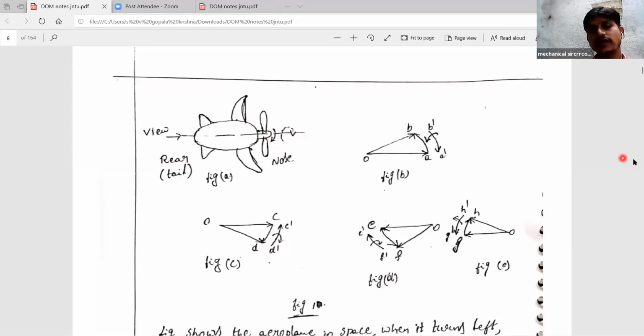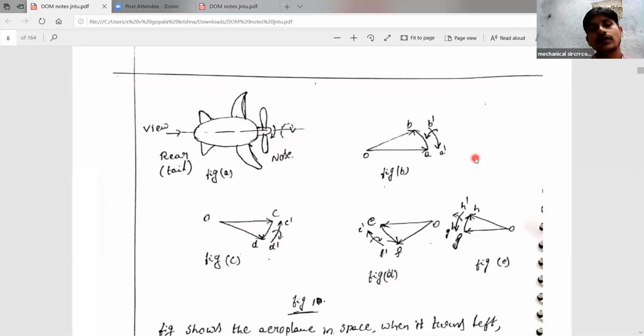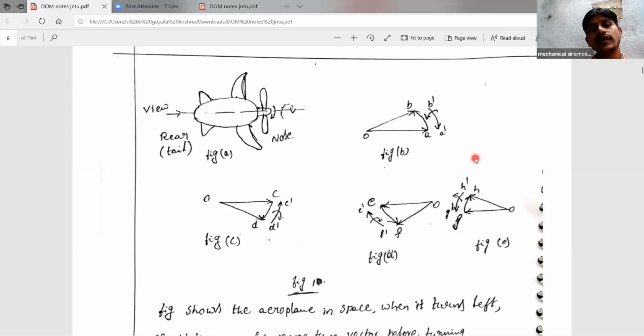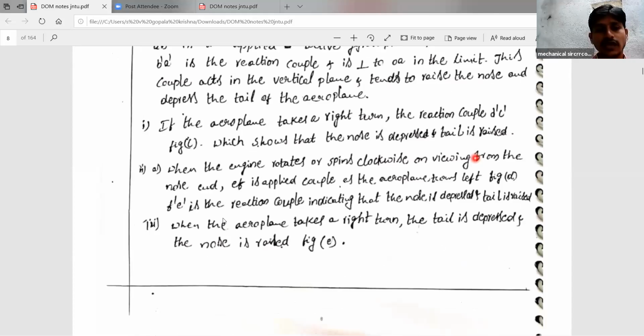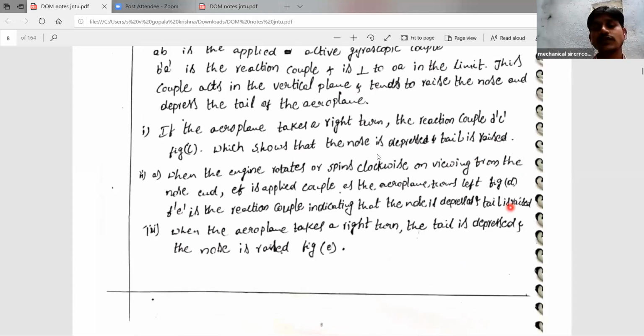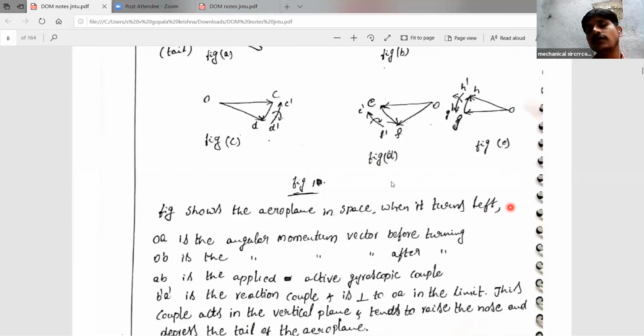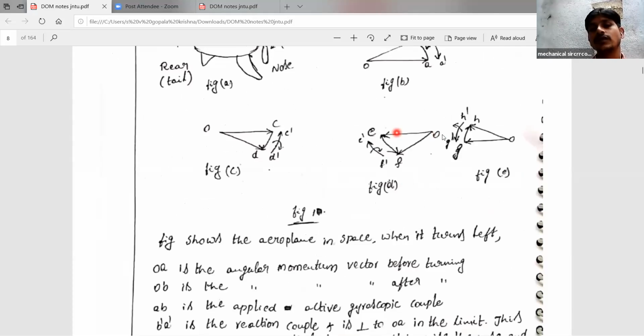So the effect of gyroscopic couple is, all of you observe that. The reaction couple indicates that the nose is again dipping and the tail is raised. The nose is dipping and the tail is rising. Why? Because all of you observe our vector diagram of figure D, the vector diagram of D.